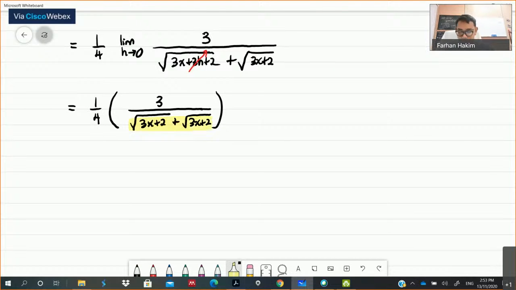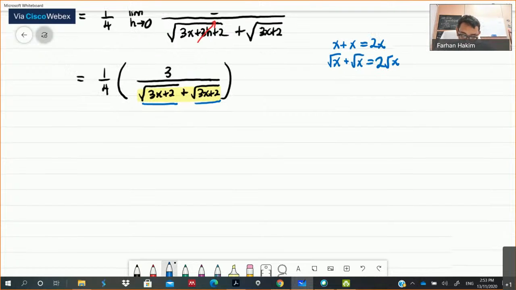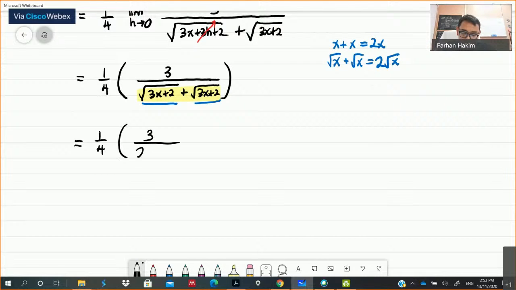We know that most of the students have problems adding these two terms. Very simple. Suppose we have x plus x, this will be 2x. What if you have square root of x plus square root of x? Of course, you'll have 2 square root of x. In this case, you have square root of 3x plus 2 plus square root of 3x plus 2. So you'll have 2 square root of 3x plus 2. Okay, so now we can simplify this. It will become 3 over 8 square root of 3x plus 2.